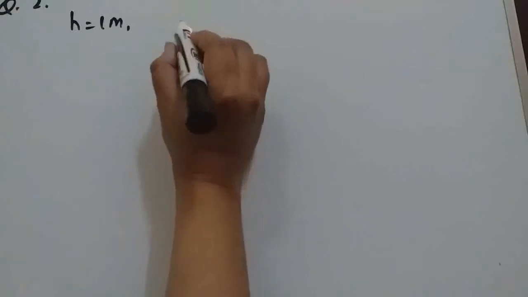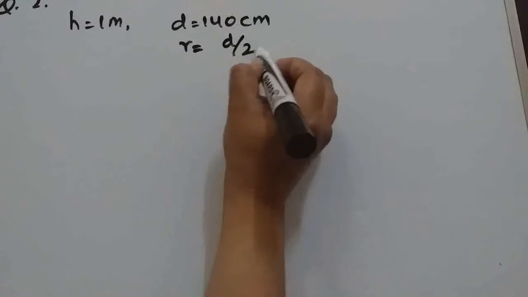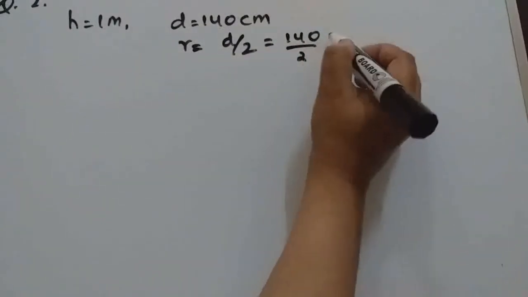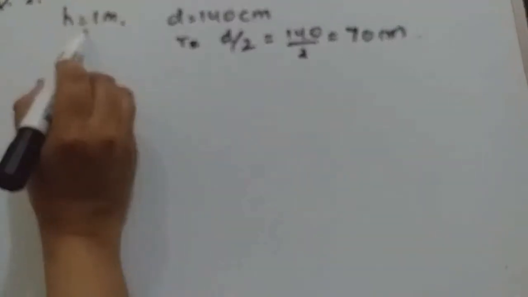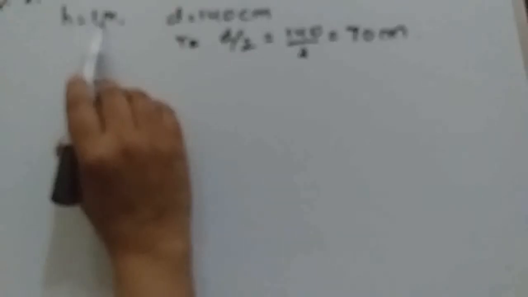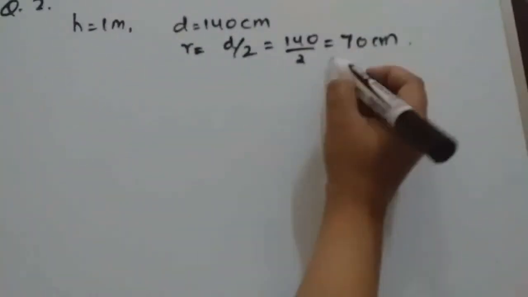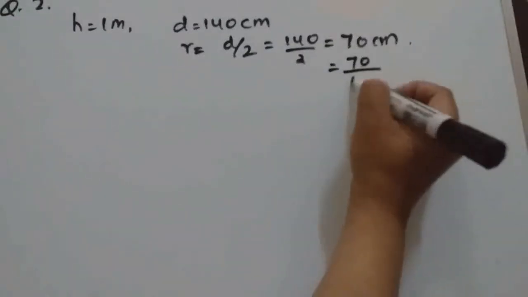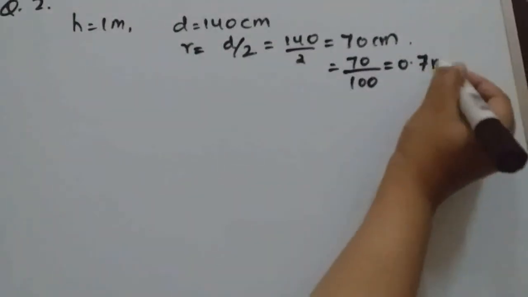Question 2 is: it is required to make a closed cylindrical tank of height 1 meter. So the height is given as 1 meter. The diameter is 140 centimeters, so the radius will be diameter by 2, isn't it? So 140 divided by 2 means 70 centimeters. And the height is 1 meter. We can convert the height into centimeters, or the radius into meters. Units should be the same, so better we convert this 70 centimeters into meters. So we divide by 100, isn't it? So we will get 0.7 meter.